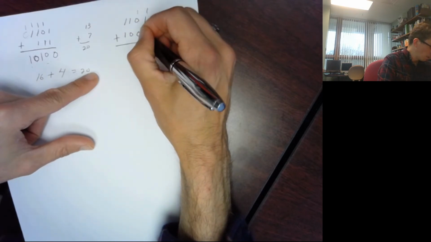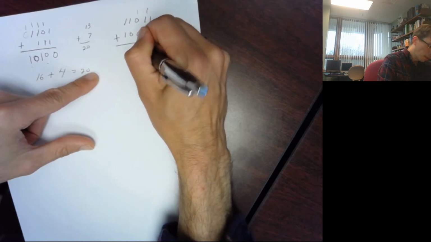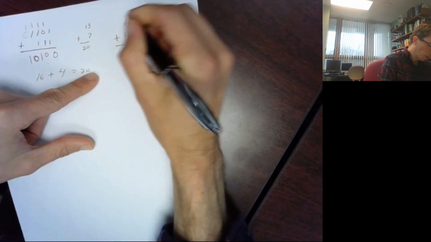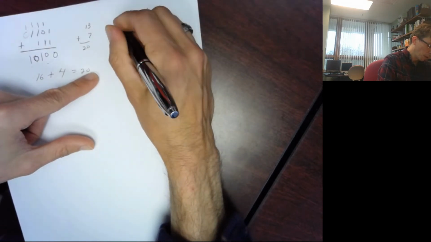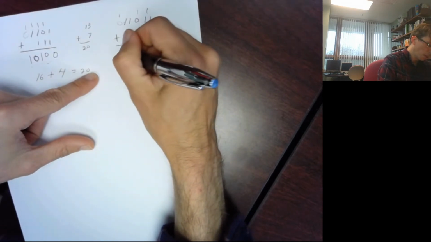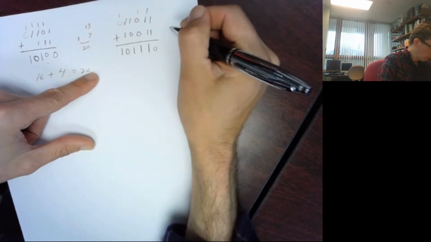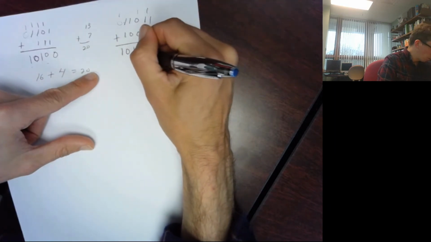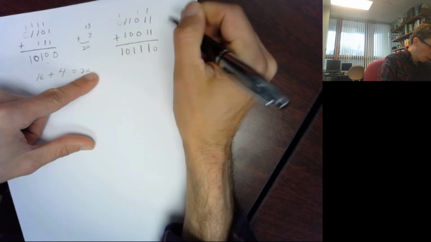0 plus 0 is the 0. Add the carried 1. So there's your 1. 1 plus the 0 is the 1. 1 plus the 1 is the 0. Carry a 1 into our implied position here. And then we have 1. So 101110. All right. See, that makes sense.